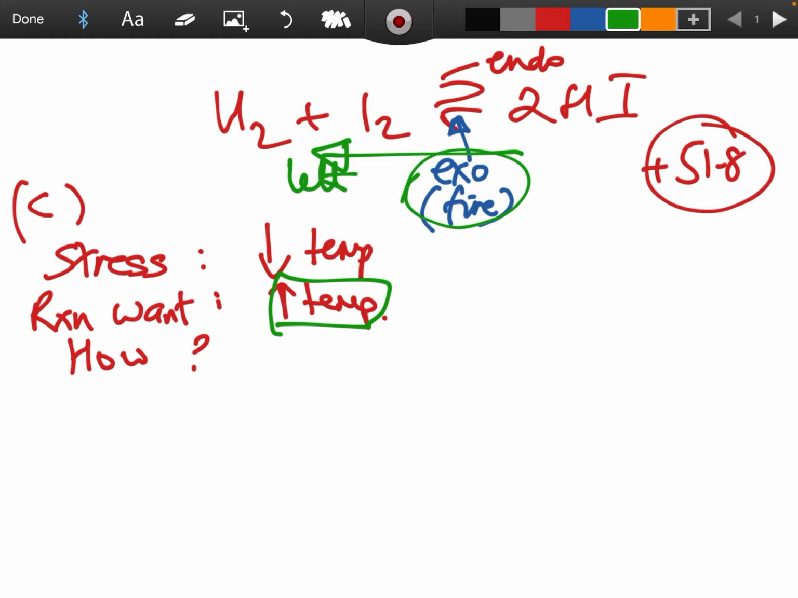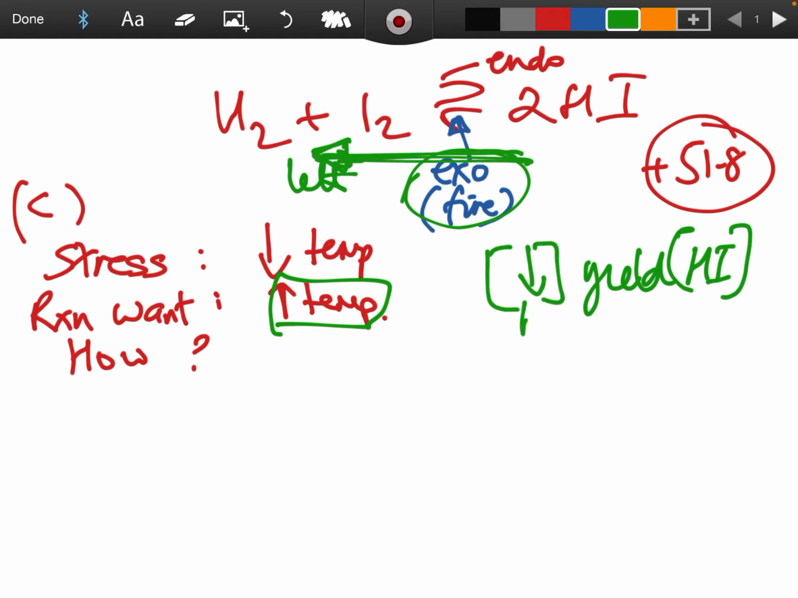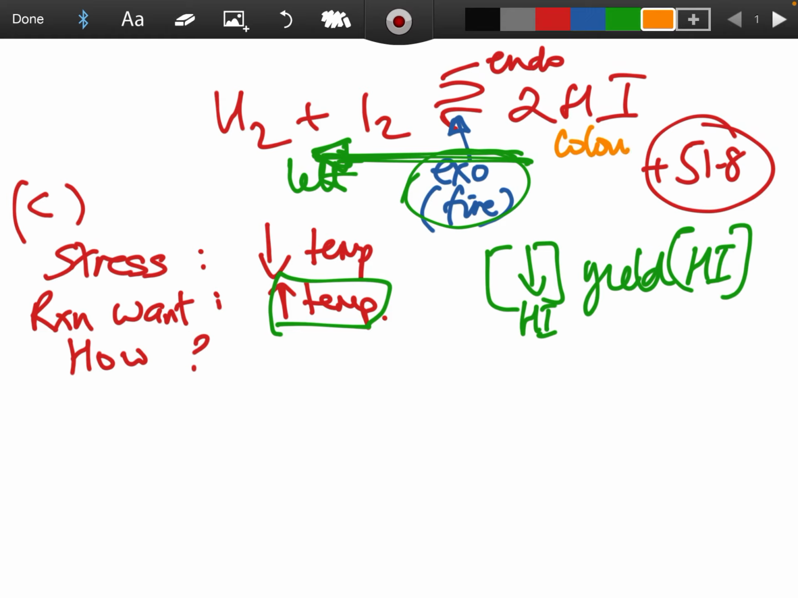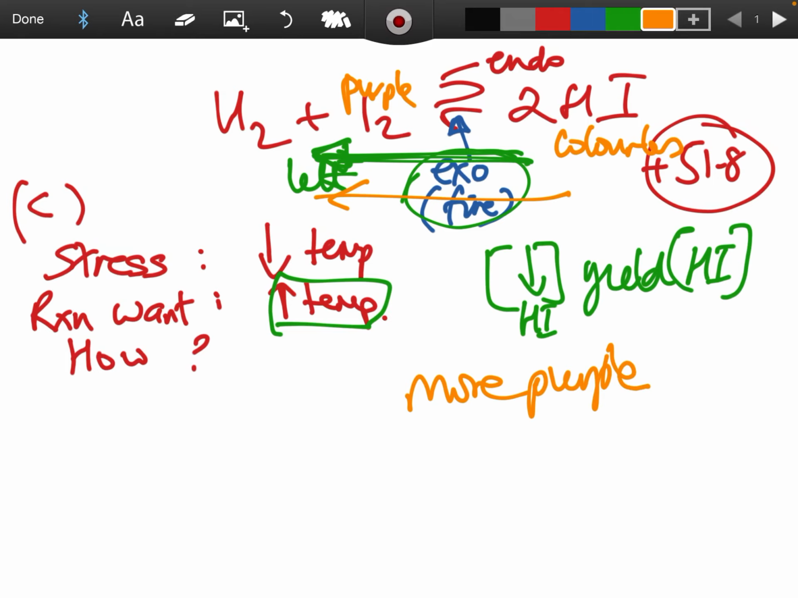But you were specifically asked for the effect on the yield of hydrogen iodide. So you'd have to say if the backward reaction is being favoured, then the yield of hydrogen iodide is going to decrease. So you'd say decrease the hydrogen iodide concentration and the intensity of the colour. Now, they told you that hydrogen iodide was colourless, and iodine, they told you, was purple. So if you're going to move the equilibrium to the left, then you are going to see more purple, or the purple colour developing, or something like that, okay?